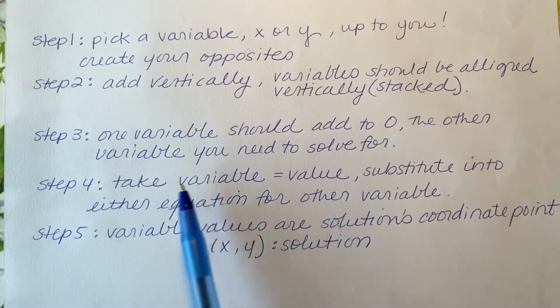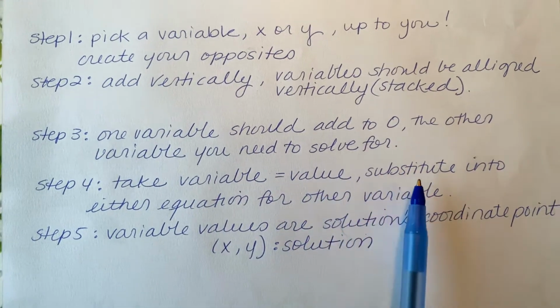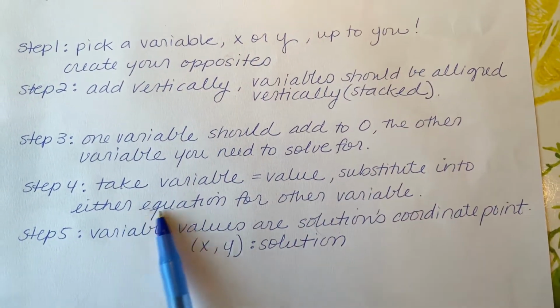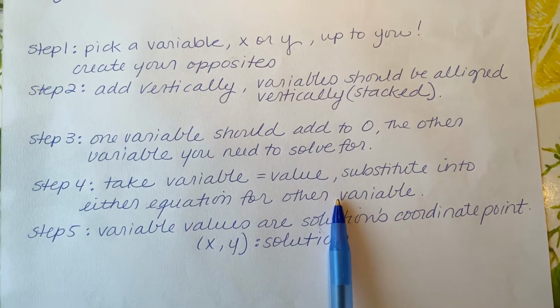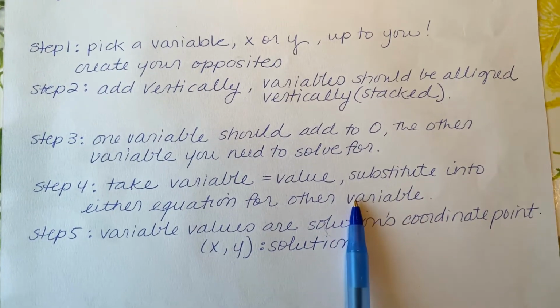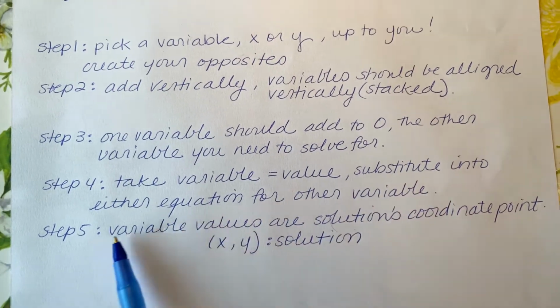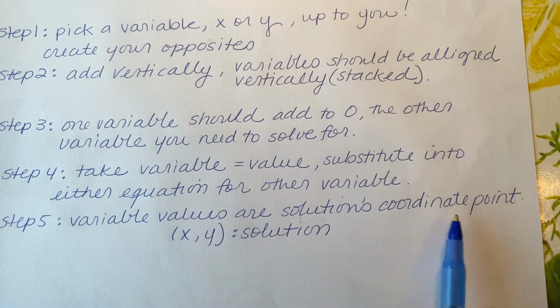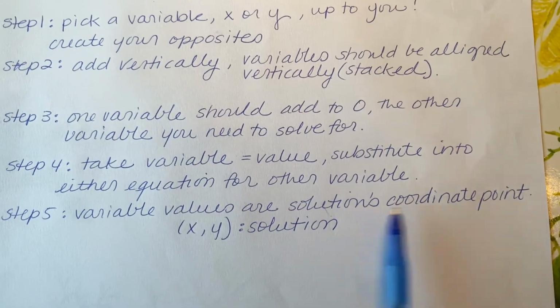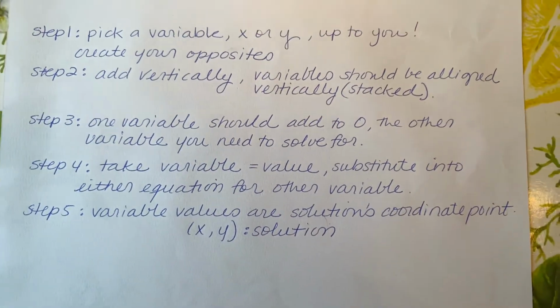Okay, step 4, take that variable value and substitute into either of the two original equations for the other variable. And that's like substitution, right? How you find the other one. Okay, step 5, the variable values are the solution to the system. So they're the solution's coordinate point, x, y, it is a solution, okay?